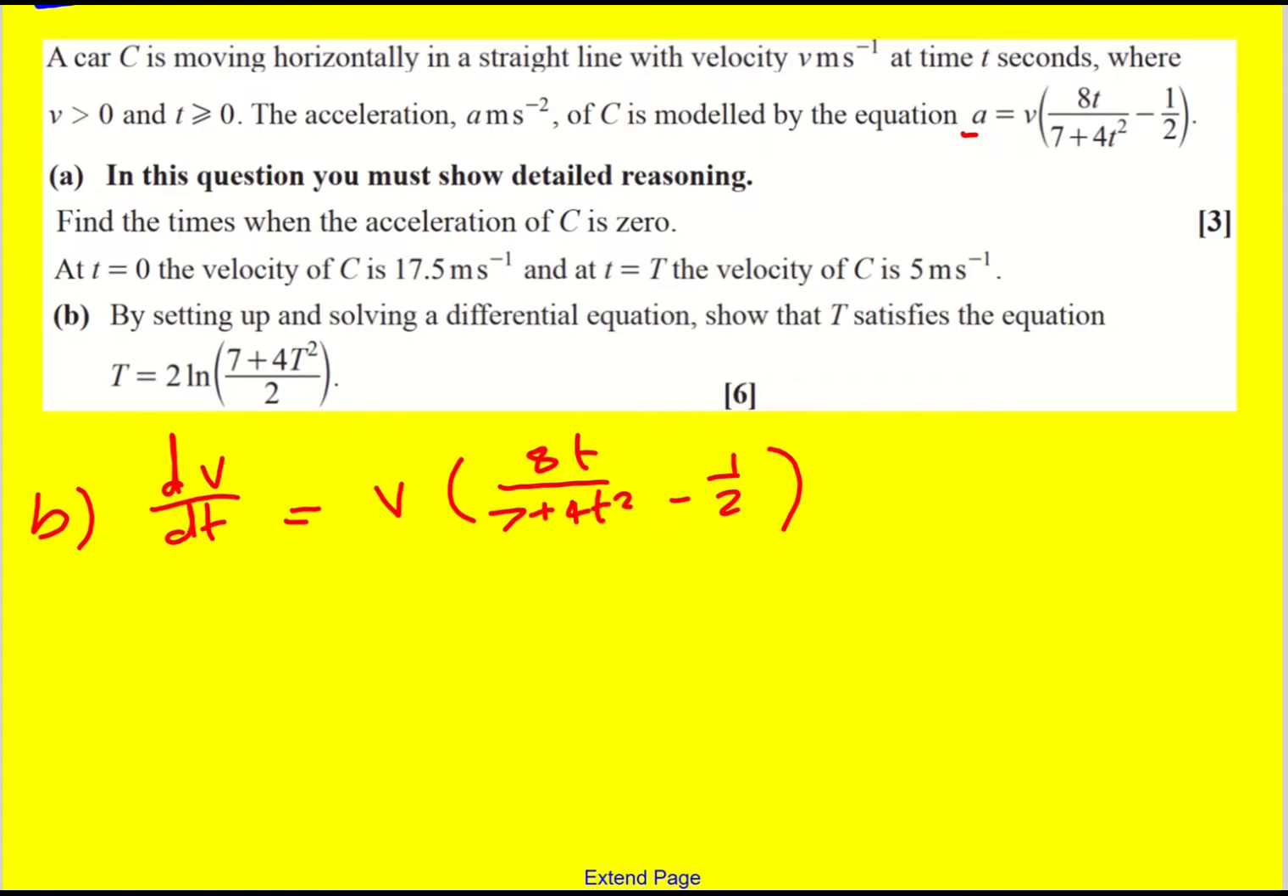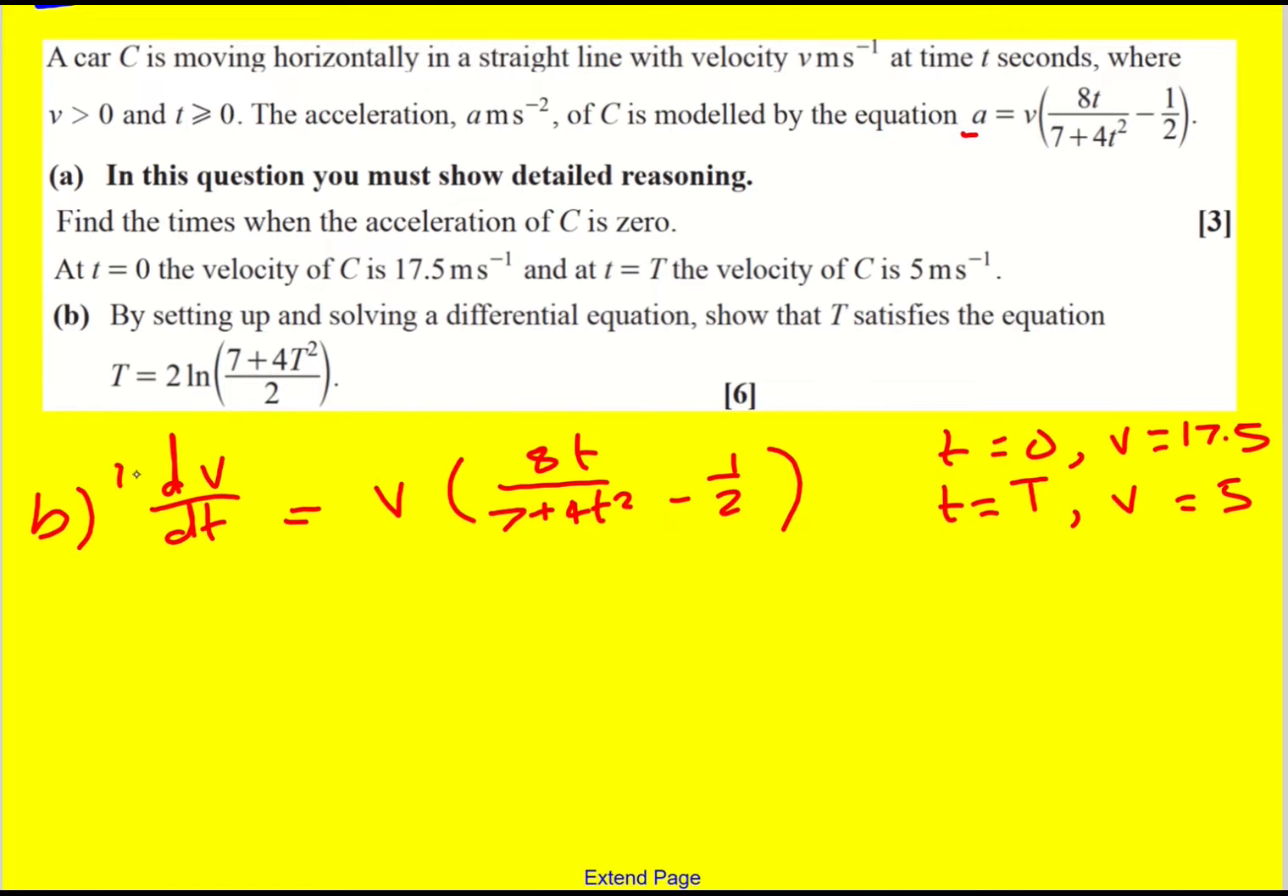But we've got some other information. We're told that when t is equal to 0, v is 17.5, and when t is equal to a capital T, v is equal to 5. And that's the one that we're interested in, trying to solve for the time when the velocity is 5. A differential equation with v and t in it, we cannot integrate this directly. We need to use separation of variables.